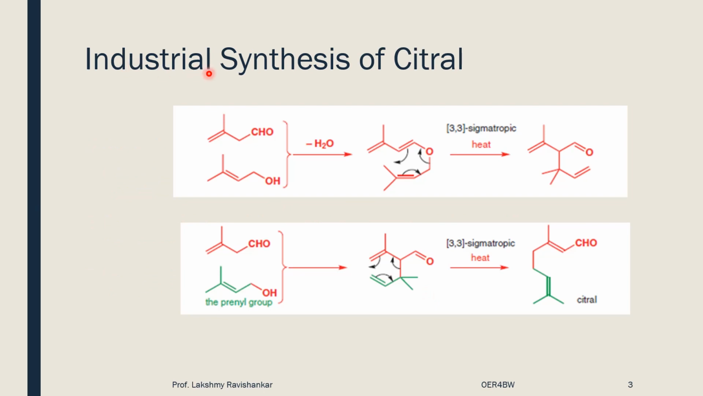So let us first see the synthesis of citral, the industrial synthesis of citral. Citral is a naturally occurring flavoring agent present in lemongrass, and the precursor for the synthesis of citral is this allyl vinyl ether, which is prepared by the condensation of this aldehyde and alcohol, and this undergoes the 3,3 sigmatropic Claisen rearrangement to give you this gamma delta ketone.